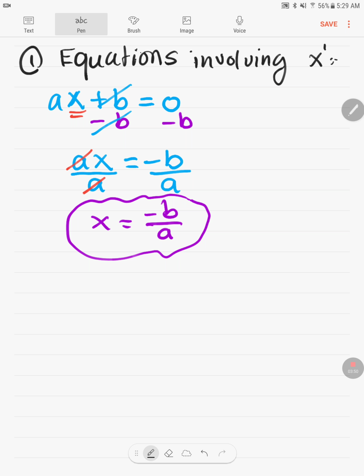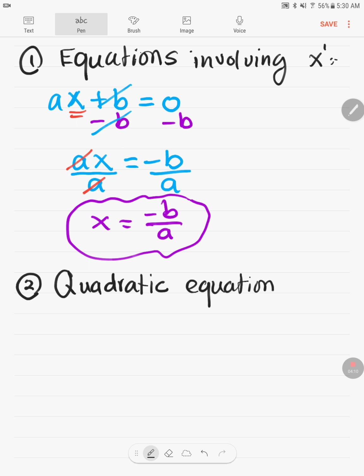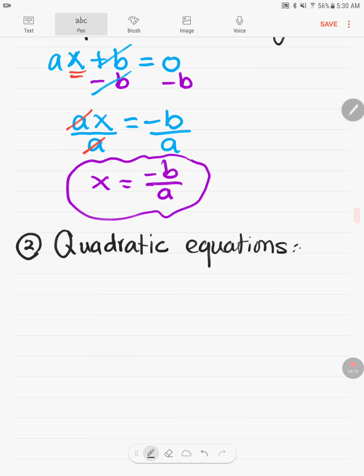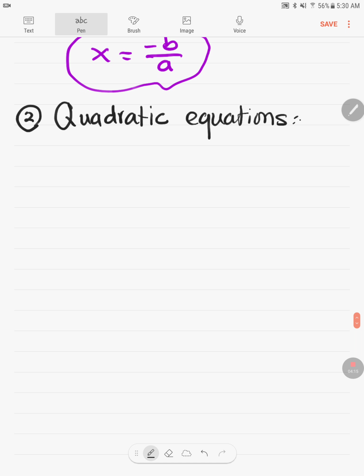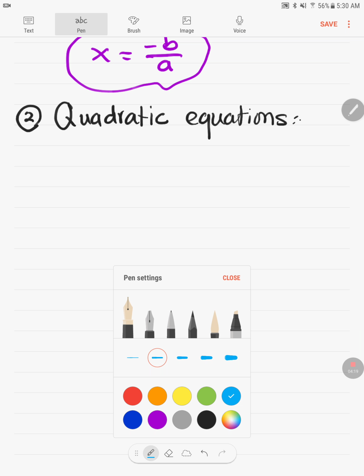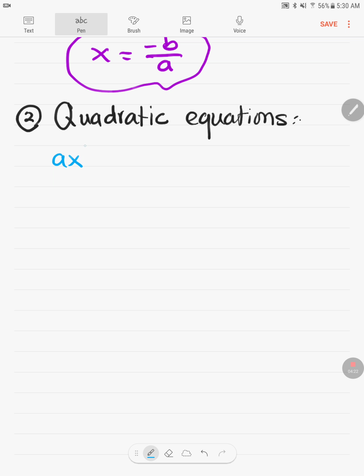Now let's take a look at equations involving x to the second power, or x squared, or they're also called quadratic equations. And quadratic equations, they take the form ax squared plus bx plus c is equal to 0.